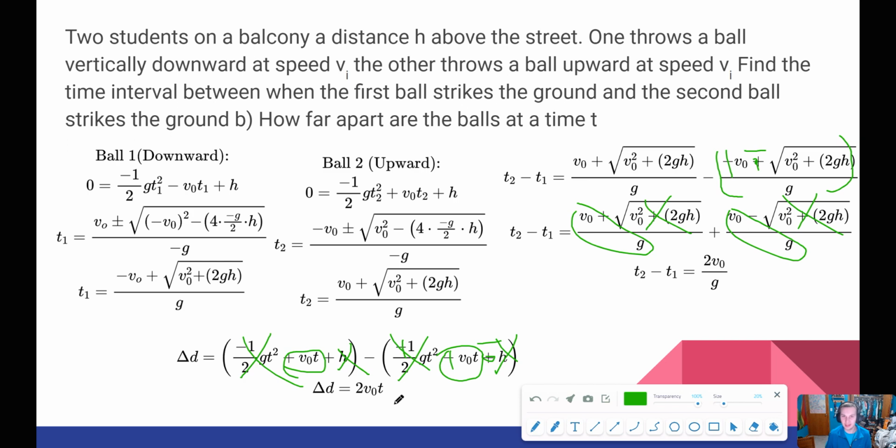So I guess not a whole lot to say about this. It is just kind of purely mathematical. I guess the distance thing is kind of interesting, and that doesn't depend on your initial height. It just depends on the initial velocity at which you threw the balls, and the distance over time continues to get greater and greater until they hit the ground.